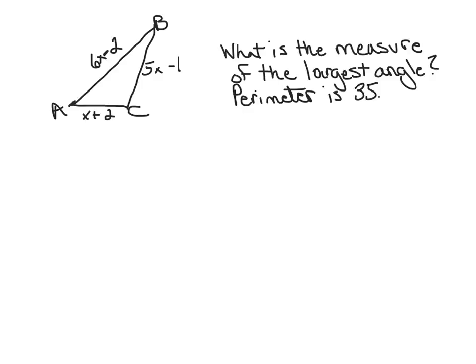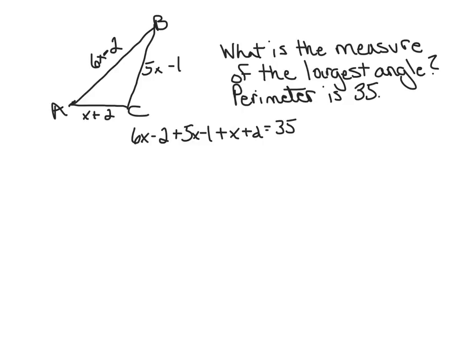The perimeter is 35. Well, we know that the largest angle is across from the largest side. So we have to figure out which one is the largest side. So it tells us that the perimeter is 35. So I know that 6x minus 2 plus 5x minus 1 plus x plus 2 has to equal 35.